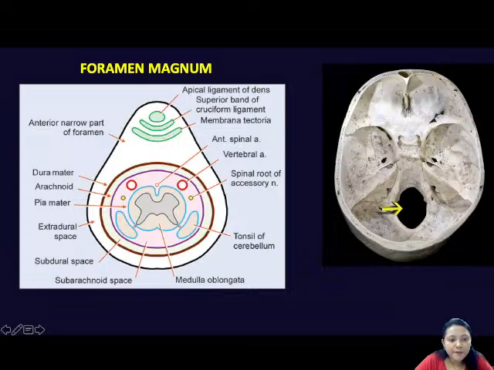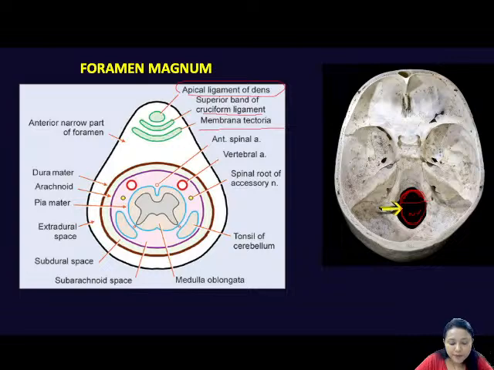Let us come to the foramen magnum. As you can see, the large foramen here is divided into two parts. The anterior part is osteoligamentous and the posterior part is neurovascular. The anterior part is osteoligamentous, meaning you will have bone and ligaments. So in the anterior part, what are the ligaments? You will have the apical ligament of dens, the superior band of the cruciform ligament and the membrana tectoria.